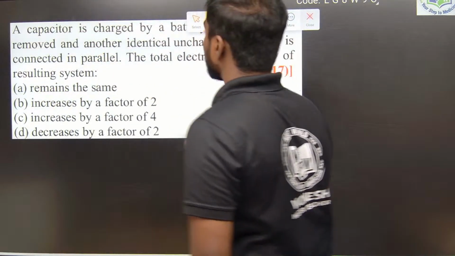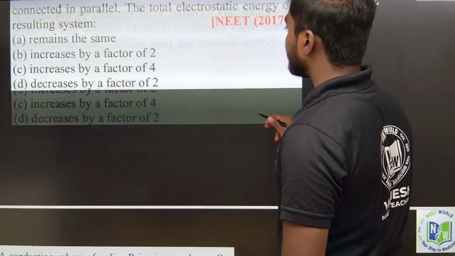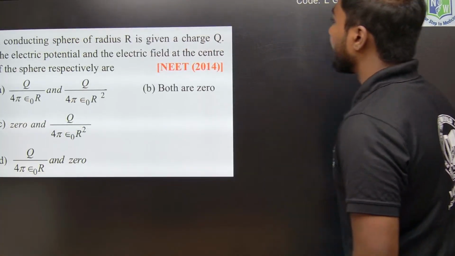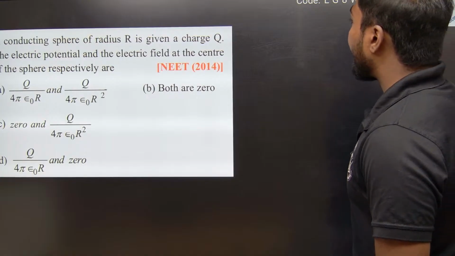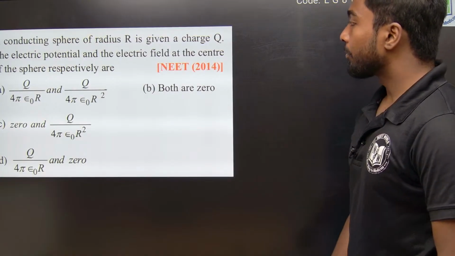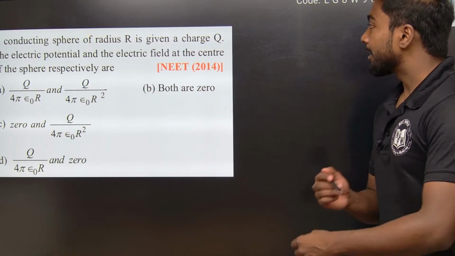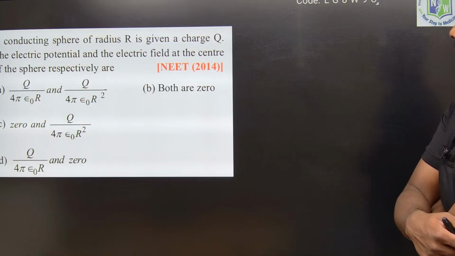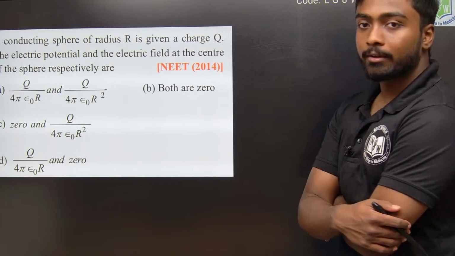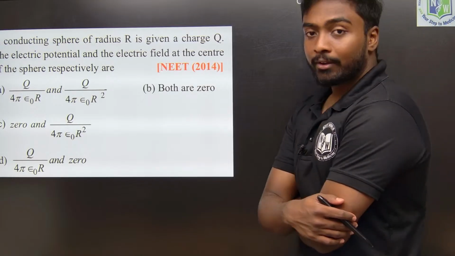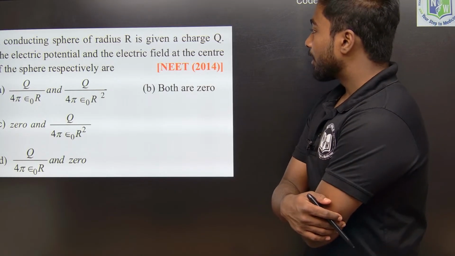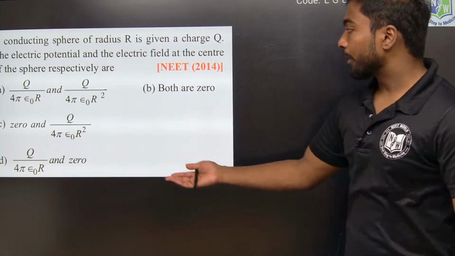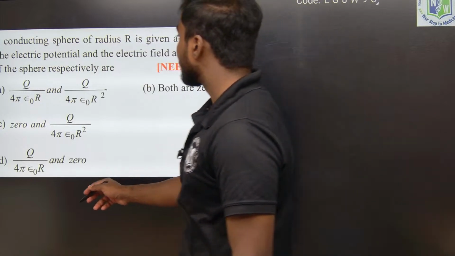The next question. A conducting sphere of radius R is given a charge Q. The electric potential and electric field at the center. So electric potential at the center is 0, obviously, right? What about the electric field? It is 1 by 4 epsilon naught Q by R square. That's it, right? So what will be the answer?